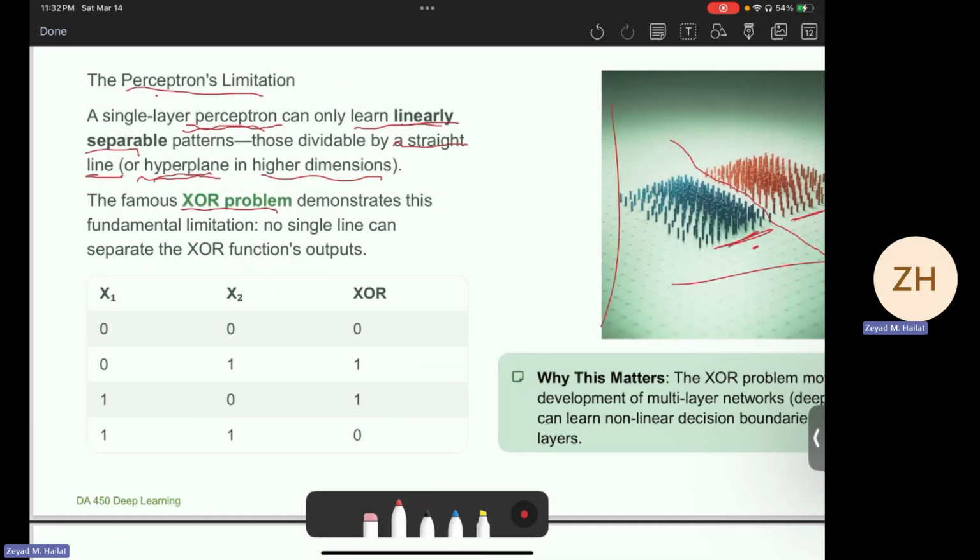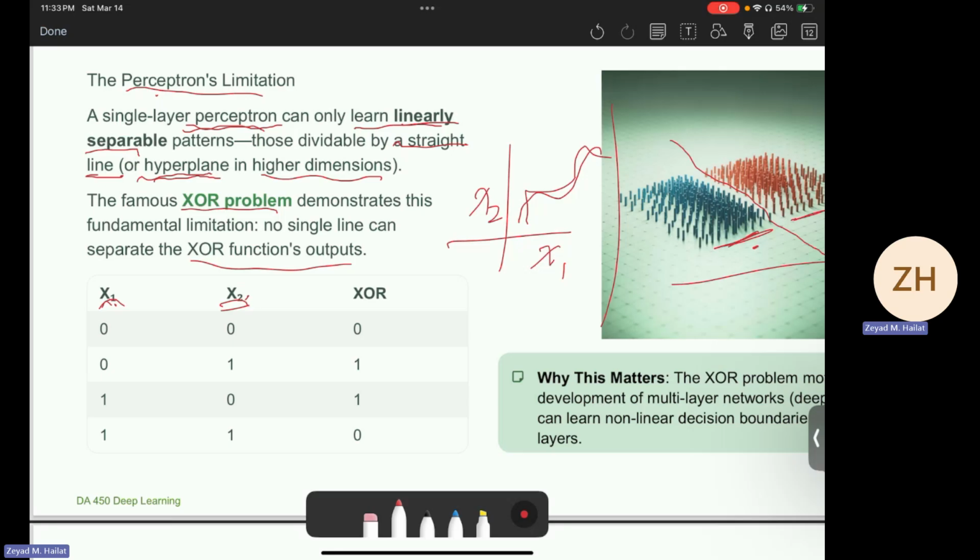Now, the famous XOR problem. The XOR problem, something that you learned in computer skills, demonstrates their fundamental limitations. No single line can separate the XOR function output. If I look at the XOR functionality, I have inputs x1 and x2. It's like a digital gate. So you have x1 and x2, two inputs. When you feed them, you'll be learning a certain pattern in here. And this is what we have learned in here.